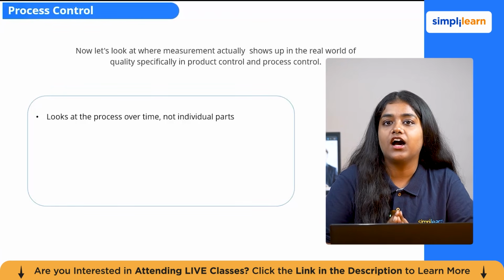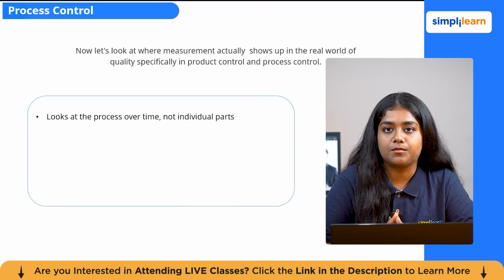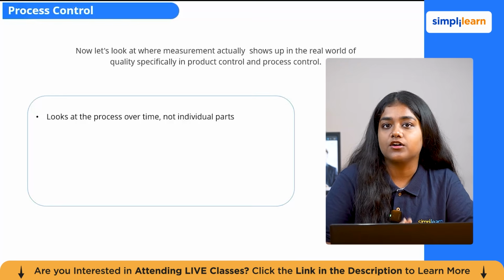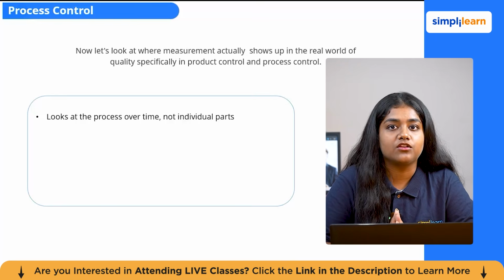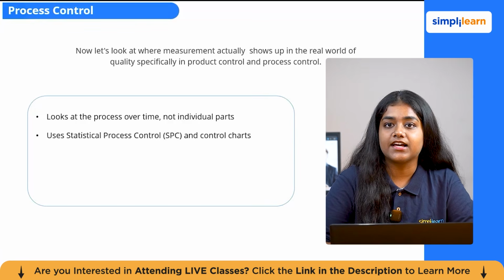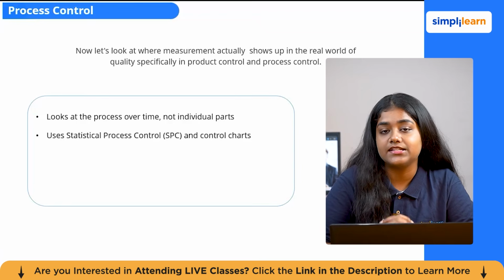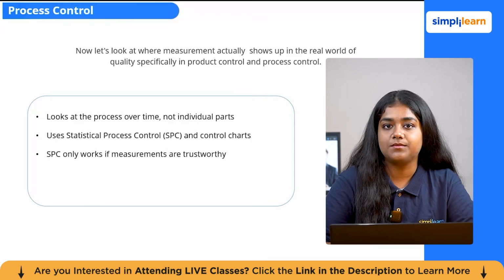Process control focuses on how the process behaves over time, not just whether one individual part passes or fails inspection. Is the process continuously producing good parts? This helps identify whether the process is stable, predictable, and capable of meeting the requirements. Measurements are taken regularly. In process control, data is collected at planned intervals and plotted on control charts. These charts help us show normal variation versus unusual behavior. Patterns such as points outside the control limits, trends, runs, or cycles may indicate that something in the process has changed and needs attention. SPC depends on trustworthy measurements.